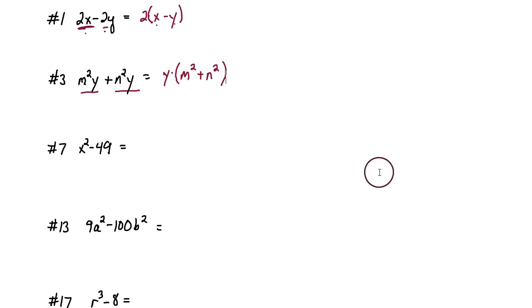Number 7. First step, let's look for a greatest common factor. Is there anything that divides into this term and divides into this term? The only thing would be the number 1, but there's no need to write down a GCF of 1. The second step is to look to see if this fits one of the patterns that we learned, and it does. On page 133 of the book, we learned a special pattern that looked like this. A squared minus b squared is equal to a plus b times a minus b.